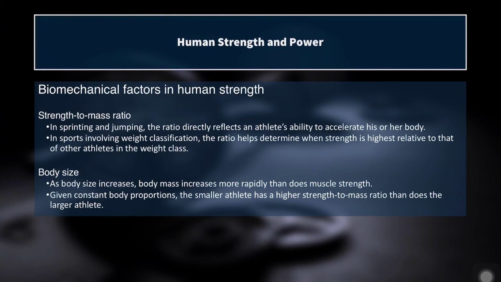Now typically though, as body size increases, the body mass increases more rapidly than does muscle strength. This is why, given constant proportions, the smaller athlete usually has a higher strength to mass ratio. And this is something that's actually true across the animal kingdom. The smaller the animal, typically, the greater its strength to body weight ratio. And the same is true for humans. So the most impressive lifts of all time, if you consider the people with the greatest strength to mass ratios, usually occur in the lower weight classes.